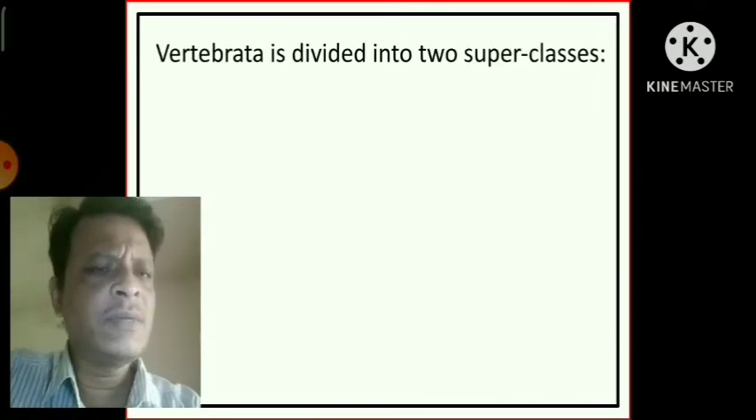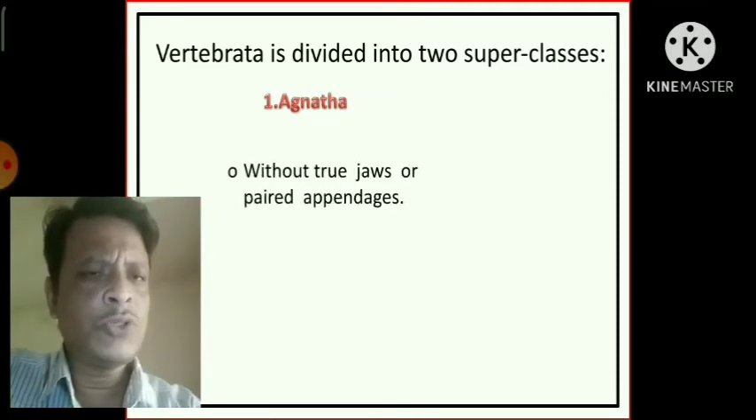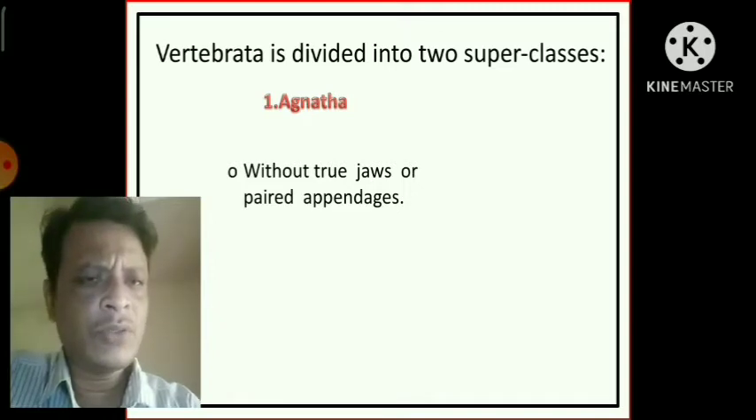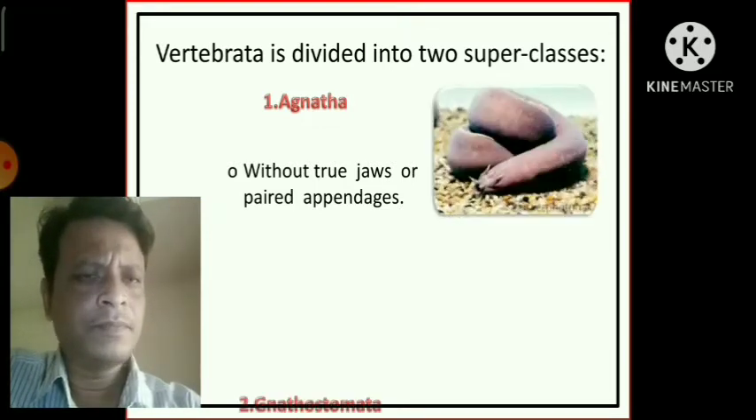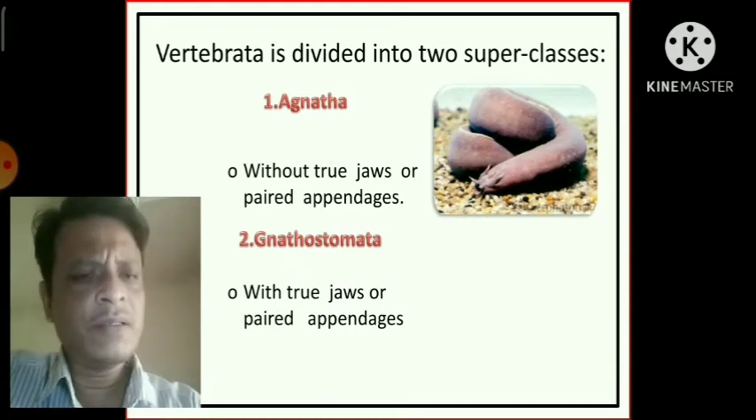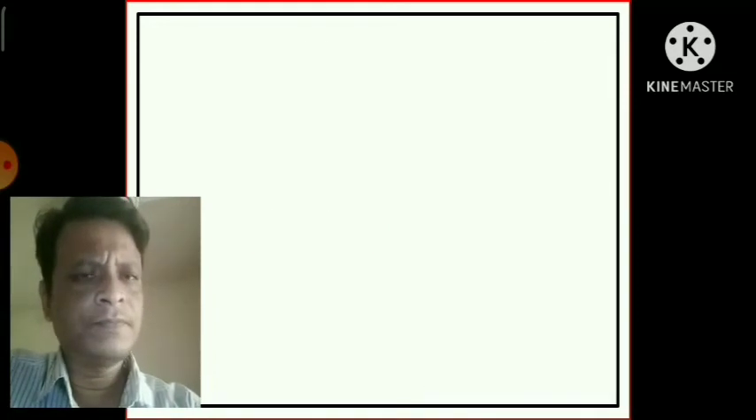The vertebrates are divided into two superclasses. Number one, Agnatha, without true jaws: a means absence and gnathos means jaw. So, without true jaws or paired appendages. And number two, Gnathostomata, with true jaws or paired appendages. This is the true jaw.